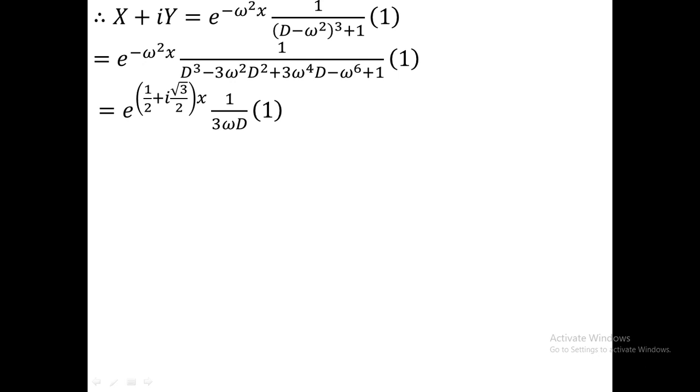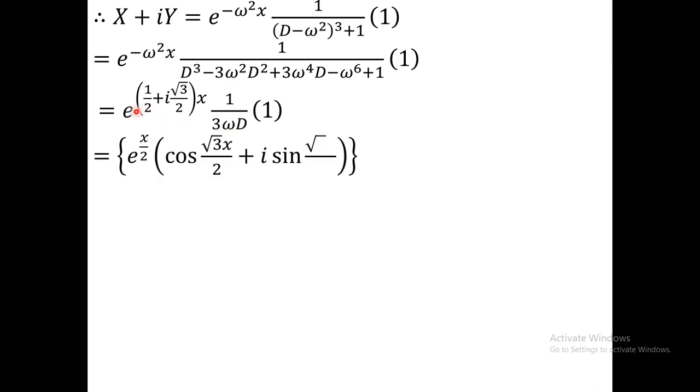1 by 3 omega d of 1. Here I just write down the value of omega square. In the previous page we see that minus omega square was that. Now here you see that 1 by omega means omega square, because omega is the cube root of unity, so omega cube by omega means omega square. This is 3 and this is d, that is 1/3.